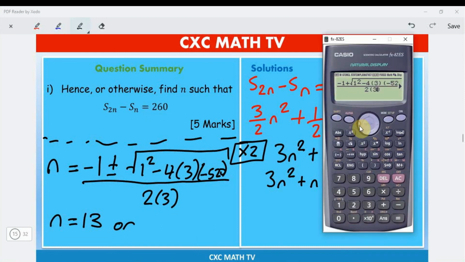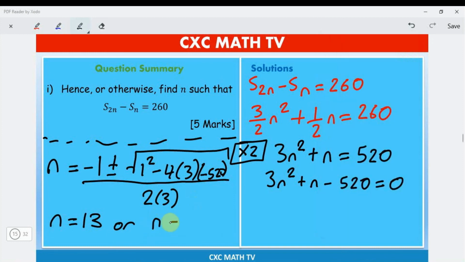When you have the minus here, so change the plus to a minus. When this is a minus, what happened? When that is a minus, we get negative 40 over 3, or n equals negative 40 over 3. But guess what? This can't make any sense.